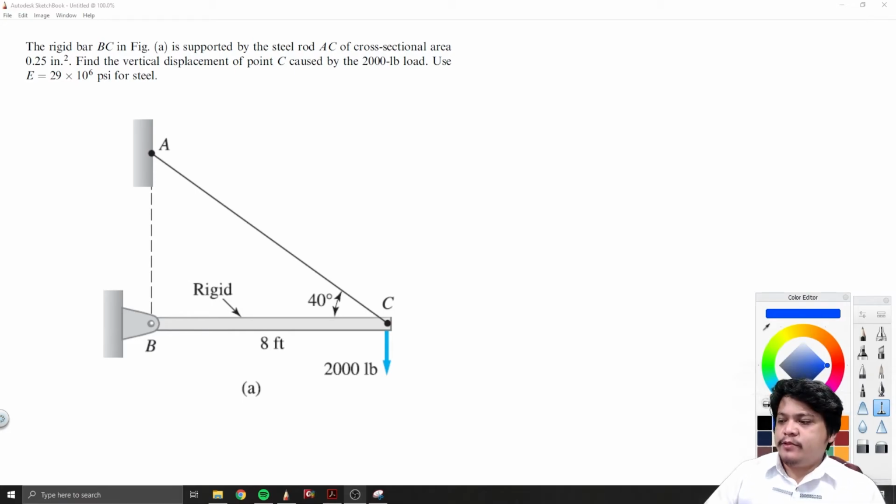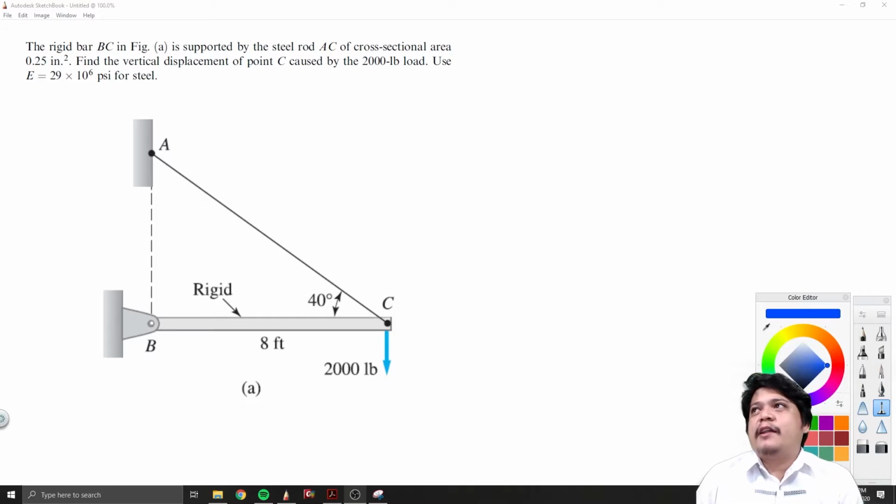Okay. So, let's have this problem. The rigid bar BC in figure A is supported by a steel rod AC and cross-sectional area of 0.25 inches squared. Find the vertical displacement at C caused by the 2,000 pound load. Use E equals 29 times 10 to the 6 psi for steel.